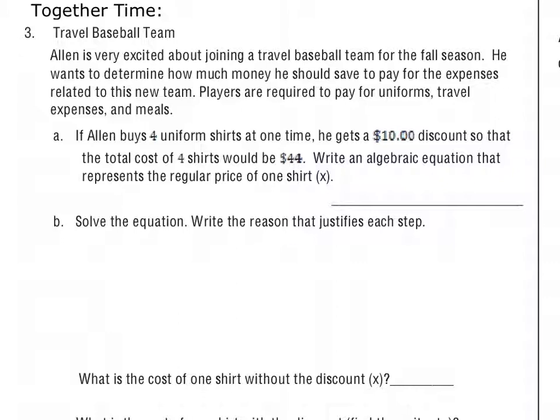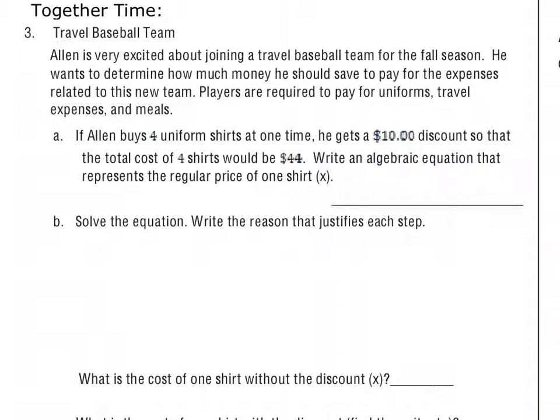It says Alan is very excited about joining a travel baseball team for the fall season. He wants to determine how much money he should save to pay expenses related to his new team. Players are required to pay for uniforms, travel expenses, and meals. If Alan buys 4 uniform shirts at one time, he gets a $10 discount, so that the total cost of the 4 shirts would be $44. Write an algebraic expression here.